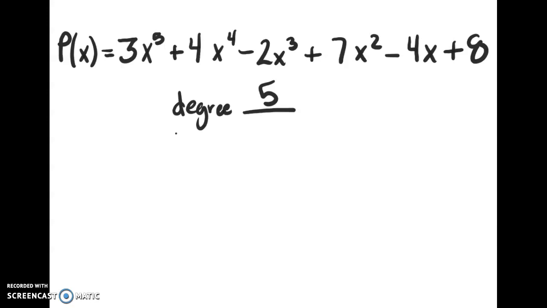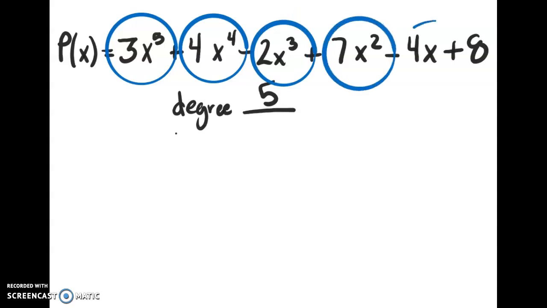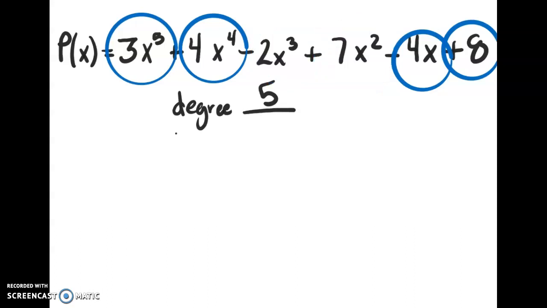How do I know what the degree is? What I do to find the degree of a polynomial function is I look at the terms. I'm going to show you that this polynomial function has 6 terms, and I'm circling them all. Terms of a polynomial function are separated by a plus or a minus sign. So this function has 6 terms.